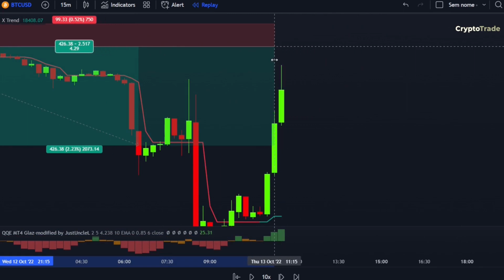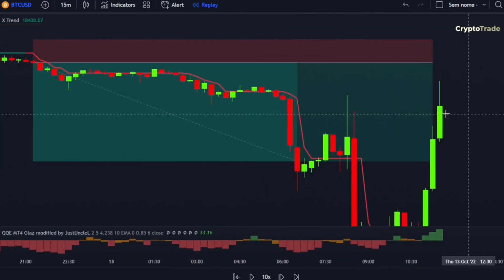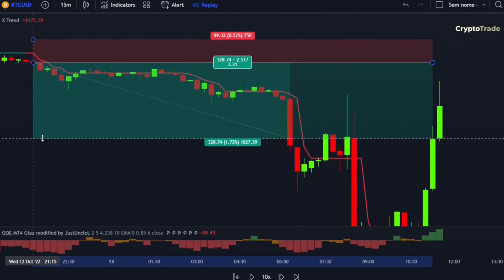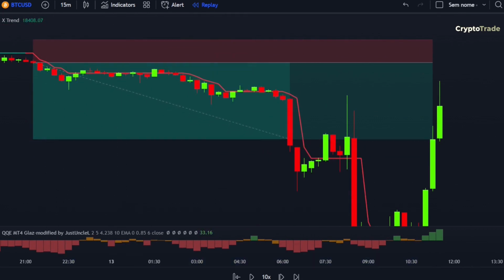Close the trade at the first green signal that appears on any of the indicators. The market has reached the target and the trade has been successfully closed. Let's look for the next trade.